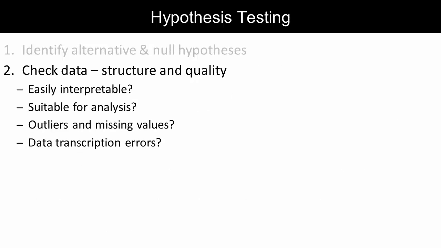Now we take the data we collected in our experiment and check it for structure and quality. The best way to organize your data will vary based on your experiment. You just want to make sure it's in a form that's easy to interpret and work with. Double check there aren't any missing values or mistakes made copying data from your notebook to a computer.